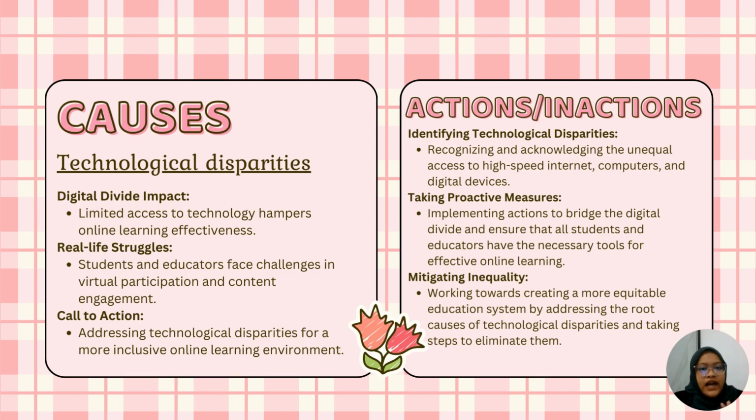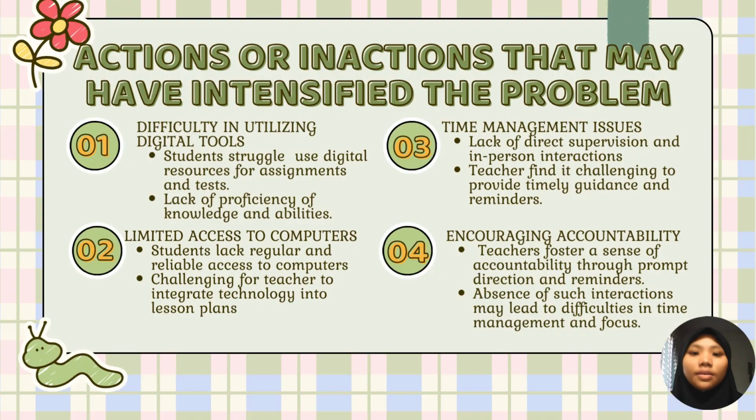And here's the big idea: mitigating inequality. It's not just about putting a band-aid on the problem. It's about creating a system where everyone has an equal shot at education. Let's dig into the root causes of these disparities and eliminate them for good. So there you have it: recognizing the problem, taking proactive measures, and working towards a more equal education system. It's time to make online learning truly inclusive for everyone.